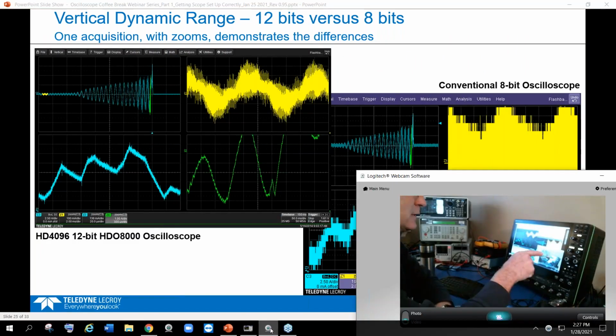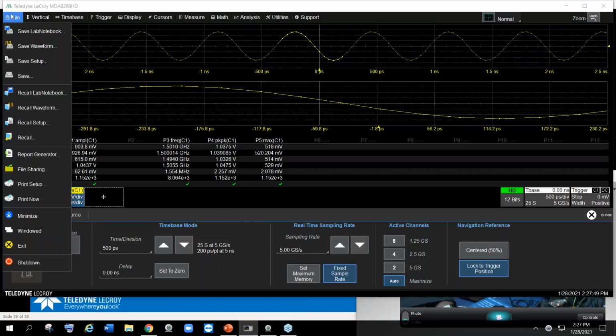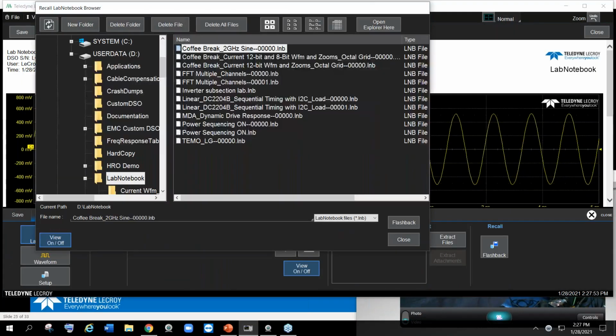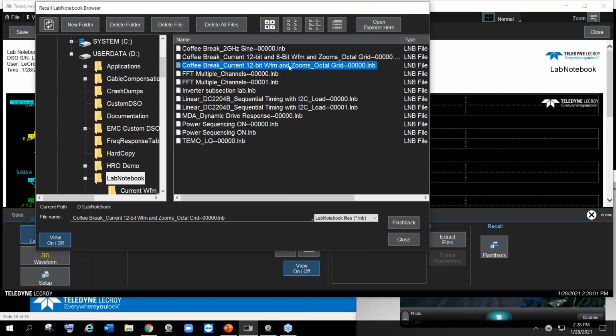And let's just go back to the scope now. I'm going to go back over to here. I'm going to select the scope, and then you're going to watch me go up to File. I'm going to recall the lab notebook, and I'm going to pretty much regenerate that slide. Here's the coffee break. Let's go do this. I just want the single one right now. I wonder if that's going to be there.